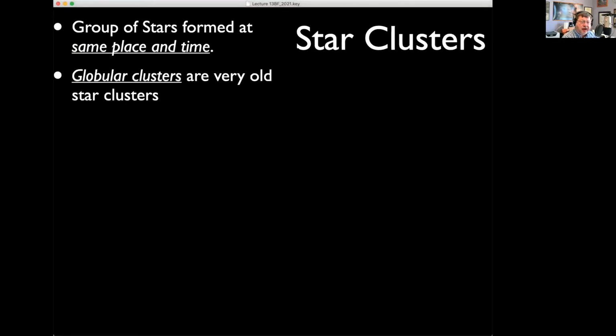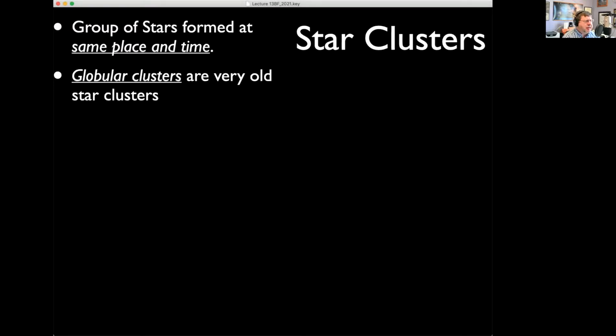And a specific type of stellar cluster is known as a globular cluster. And globular clusters are important for two reasons. First of all, globular clusters consist of the oldest stars that we can observe in the entire universe. They're very old. Some of them are as old as 12 billion years. Remember, our entire universe is only 13 billion years old.